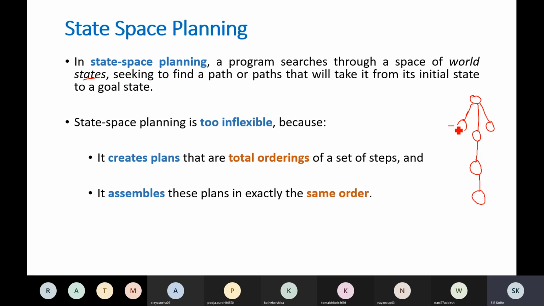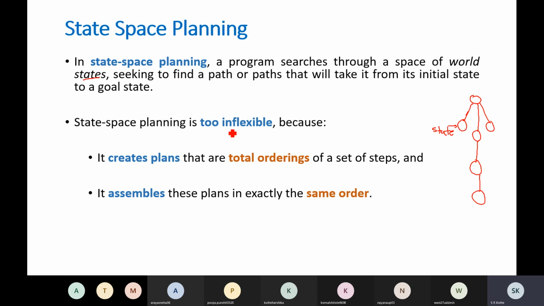Here a circle denotes a state, and a line between two circles denotes the transition from one state to another state. So a program which searches through this state space, or space of world states, to find a path from the starting state to the goal state, is what state space planning is. We have discussed such techniques earlier in our course.